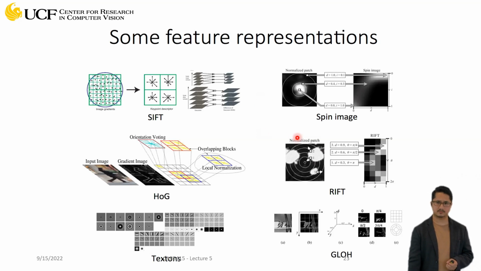In the course, we are not going to cover all of those because it will take a lot of time. But we'll try to cover some representative ones which are very useful, which performed very well and are still used today. Two such features are SIFT features and HOG features. So we'll try to cover these two, and the rest we are not going to cover.